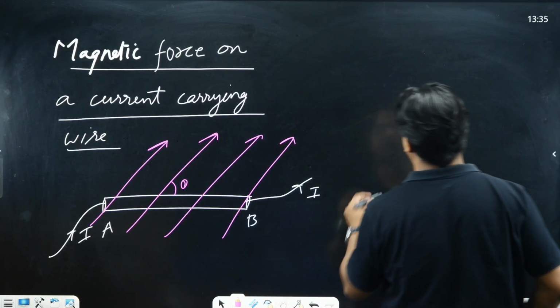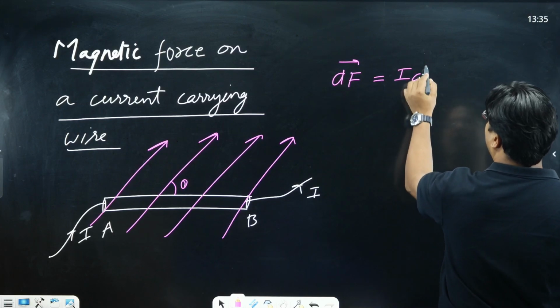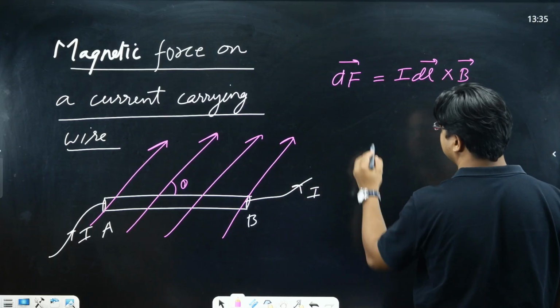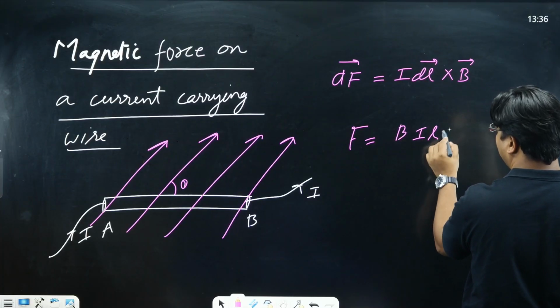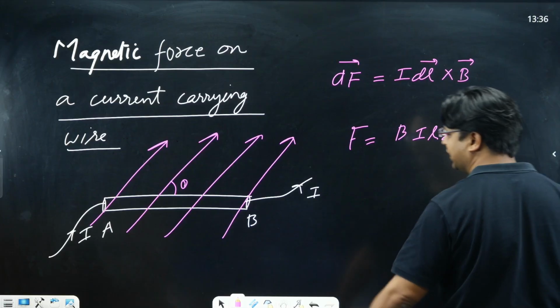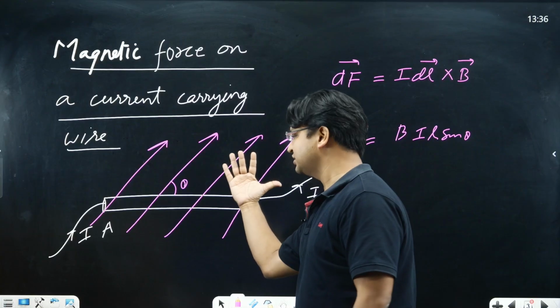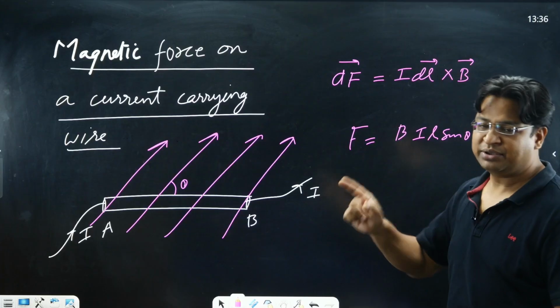Then the force on a small element is given as I dl cross B, and in this particular case the force will turn out to be BIL sin theta. And what will be the direction of the force? The magnetic field is in this direction, current is in this direction, so the force will be out of the screen. This is what we covered in the previous session.